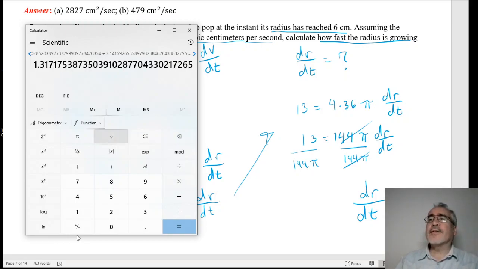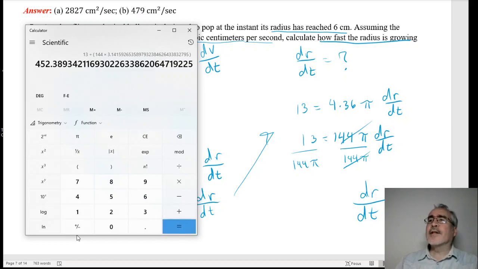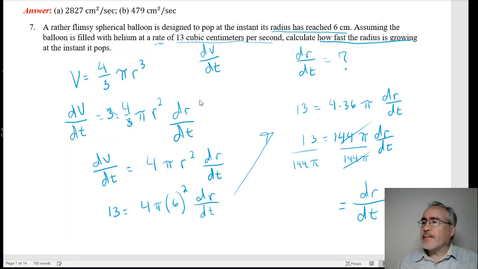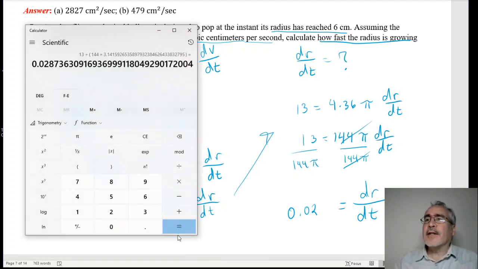We want to make sure we got this with the order of operations. I'm going to try that again. 13 divided by parentheses, 144 times pi, close the parentheses, that makes sense, and then equals 13 divided by that larger number, 0.0287.